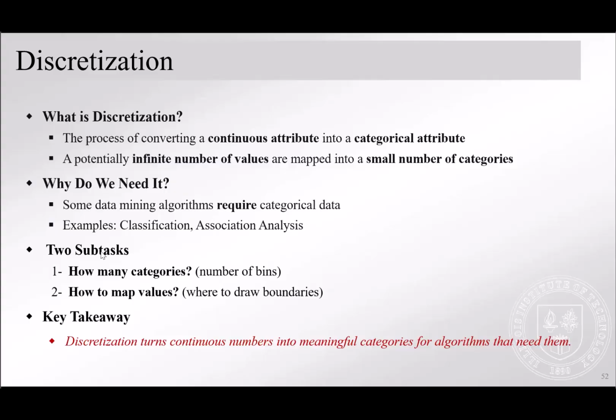Discretization involves two decisions. First, how many categories? 3 age groups, for example, 5, 10. Second, how to map the values. Where do we draw the boundaries? For example, is 18 the cutoff for adults, 21, 65 for seniors. So you need to specify how you are going to map the values. Bottom line, discretization turns continuous numbers into meaningful categories for algorithms that need them. And that's the takeaway.